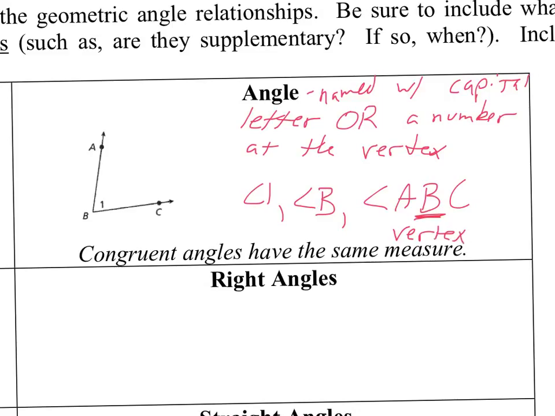Well, what's the vertex? The vertex is right there. Okay, we have the interior part of the angle, and we have the exterior part of the angle. Okay, and obviously that is a side of the angle. So when we're talking about that, that's what we're talking about.